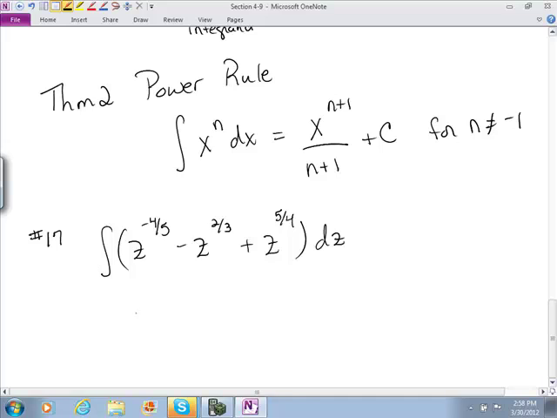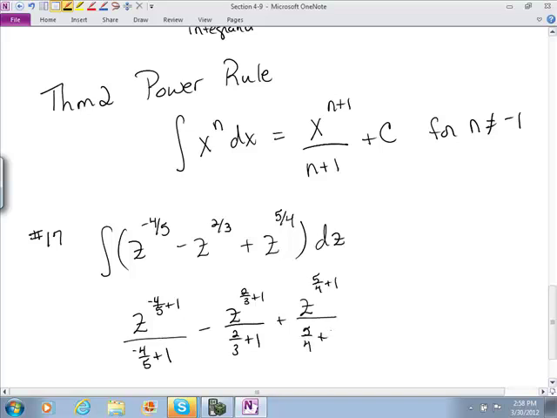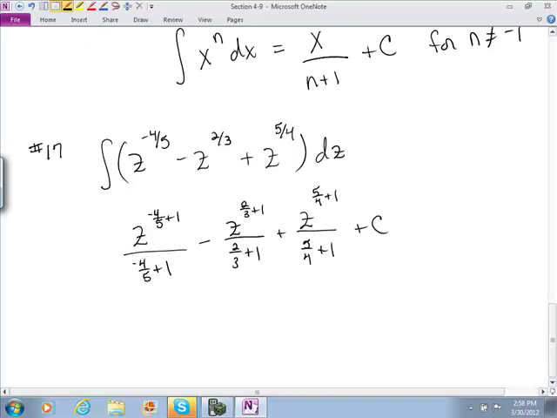So we're going to have some fractions here. It's going to be z to the negative 4/5 plus 1 divided by negative 4/5 plus 1, minus z to the 2/3 plus 1 divided by 2/3 plus 1, plus z to the 5/4 plus 1 divided by 5/4 plus 1, and then plus c. So you want to clean this up a little bit. 1 can be thought of as 5/5, so negative 4/5 and 5/5 is just 1/5.